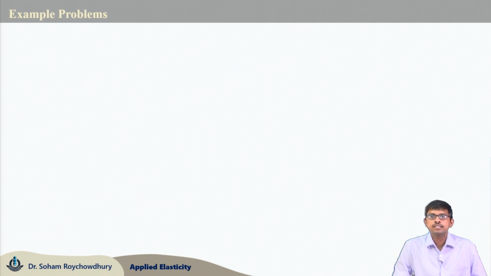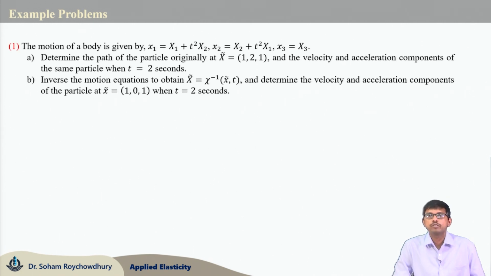Now, we are going to discuss a few example problems. We are going to solve a few problems related to kinematics of deformation. So, let us consider the motion of a body being described by this given mapping. Small x1 is capital X1 plus t squared capital X2, small x2 is capital X2 plus t squared capital X1, and small x3 is the same as capital X3. The first part is to determine the path of the particle which was originally at capital X vector equals (1, 1, 1), and the velocity and acceleration components of the same particle at time t equals 2 seconds.